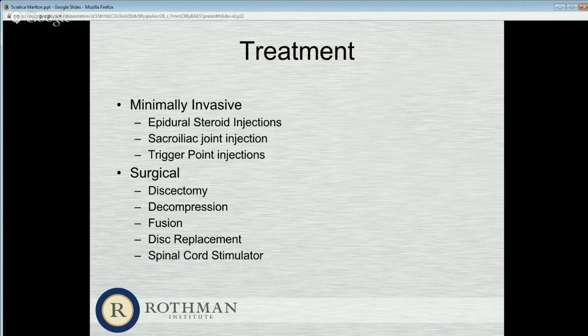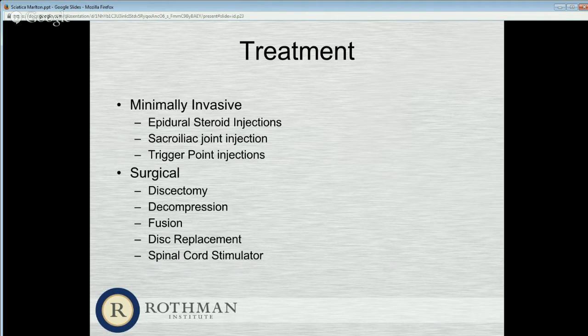Disc replacement is not done in America anymore. It was done about 10 years ago, but 90% of them or something failed and got taken off the market. They are still being done experimentally, in the trial phase, in the neck, but they're not available for the lumbar spine. So if you need a disc replacement in your low back, you have to go to Europe.